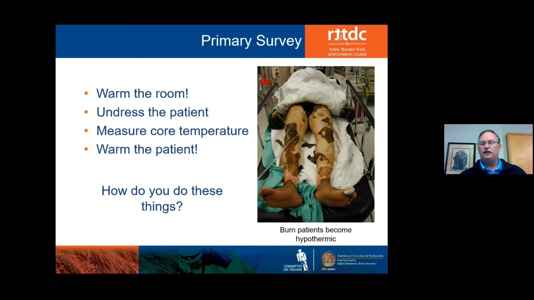What you don't want to do is have a patient that you transfer to the trauma team that you didn't fully undress, and you miss the bullet hole out of their left butt cheek or something like that. Kind of embarrassing when that happens. So you want to be able to find all presenting injuries. Maintain their core temperature, and also warm the patient with things such as blankets, warm IV fluids, and bear huggers.